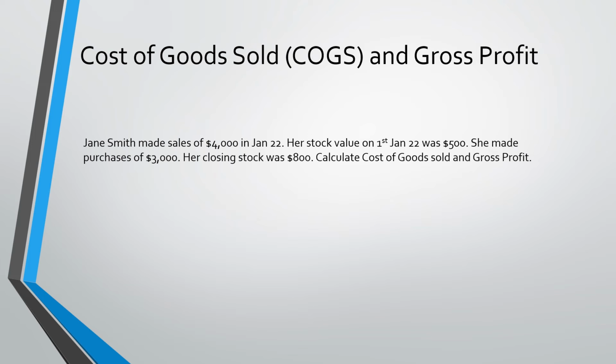Now there is an example or a question for you to consider. So Jane Smith made sales of $4,000 in January. Her stock value on 1st of January was $500. So this is the opening stock value. She made purchases of $3,000. Her closing stock was $800. Calculate cost of goods sold and gross profit.